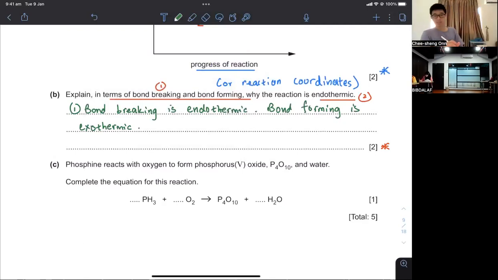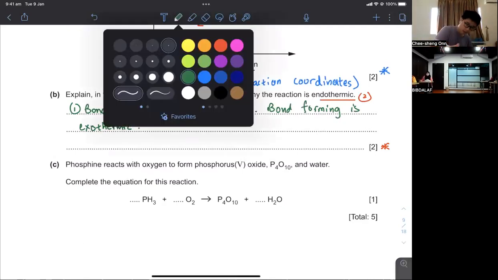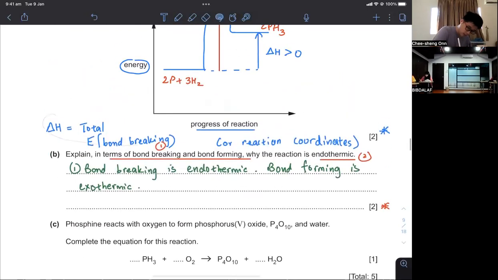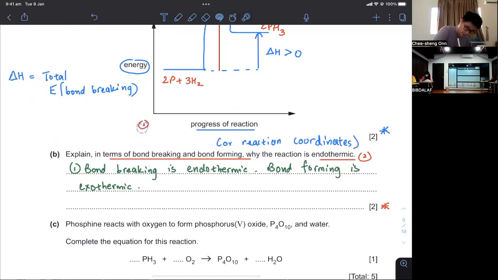Now there is a calculation, there is a formula. This formula is quite important. Delta H, the enthalpy change of a reaction, is the total energy for bond breaking minus the total energy for bond forming. So it's the bond breaking minus the bond forming. That will give you the enthalpy change of the reaction.